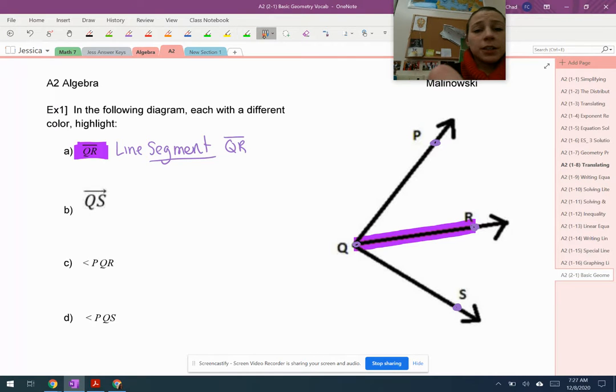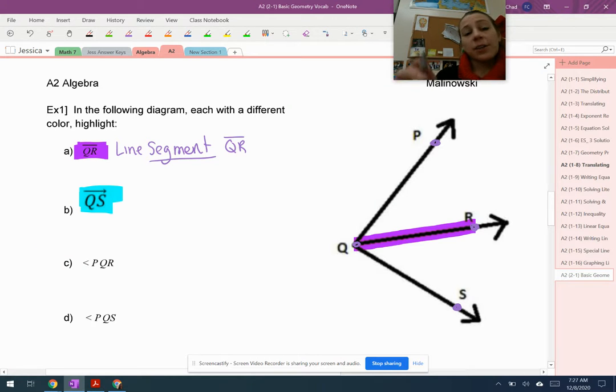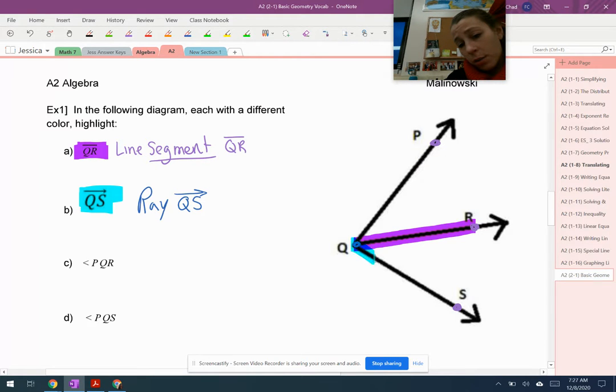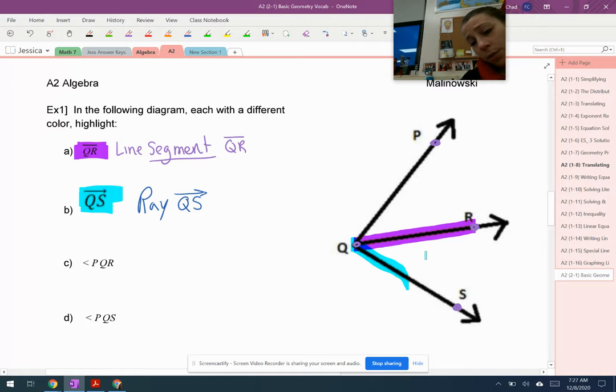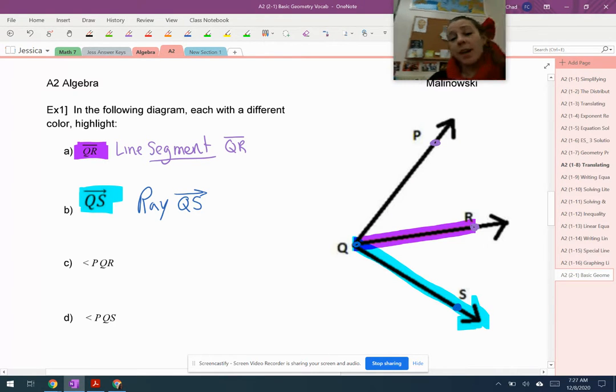Part B over here is asking me to highlight QS, and that one has a line with one arrow. So remember, the line with one arrow means the ray. That's ray QS. So ray QS is that endpoint Q all the way including that arrow, because the notation has one arrow on it. So one endpoint to one arrow.